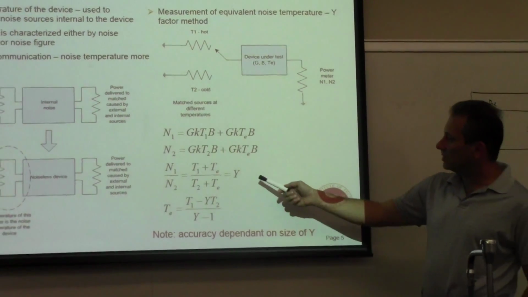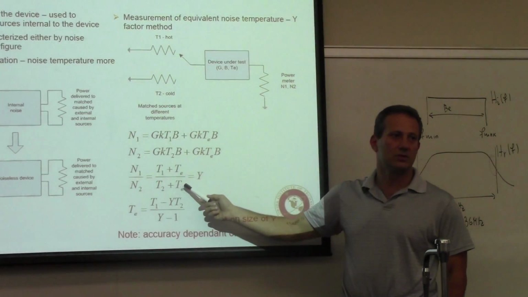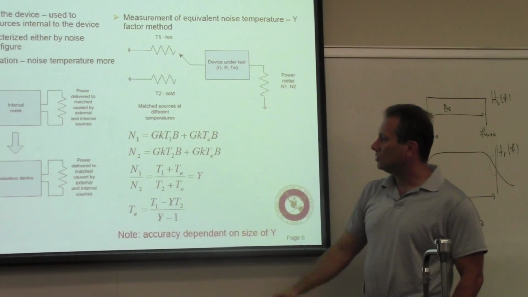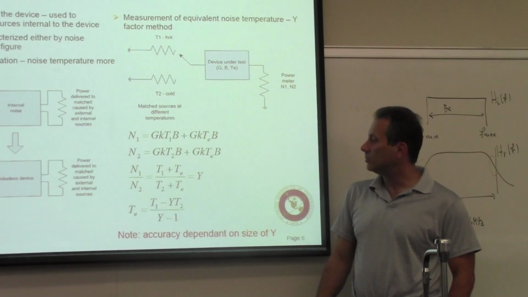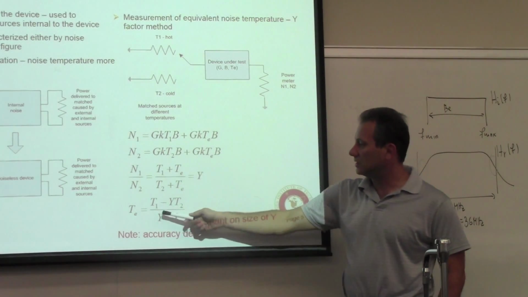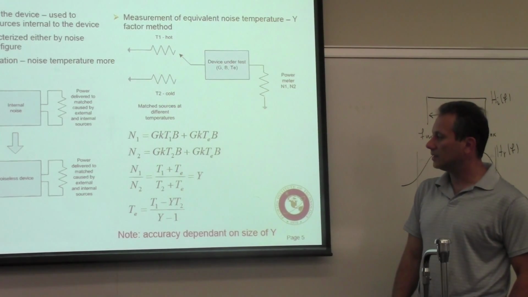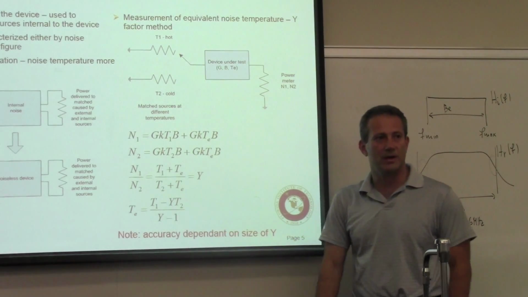If you carefully examine this equation, it has only one unknown, and you know why, because you measure the powers N1 and N2. You know T1 and T2, you control them at the input. So from this equation, you can easily calculate the equivalent noise temperature of the device as T1 minus Y T2 over Y minus 1.